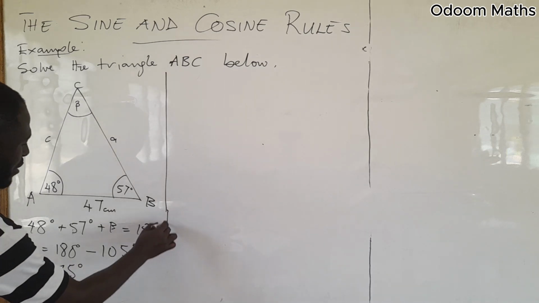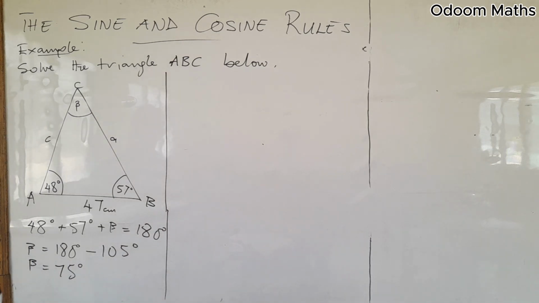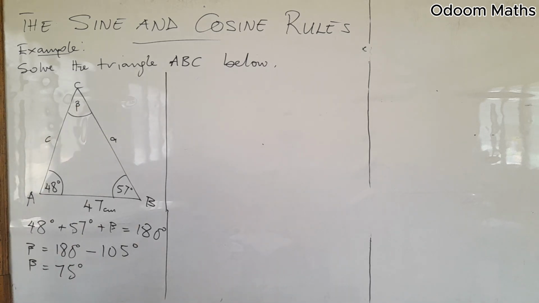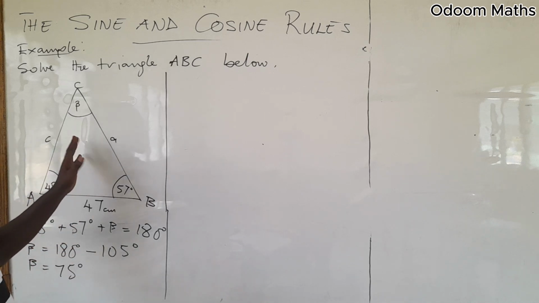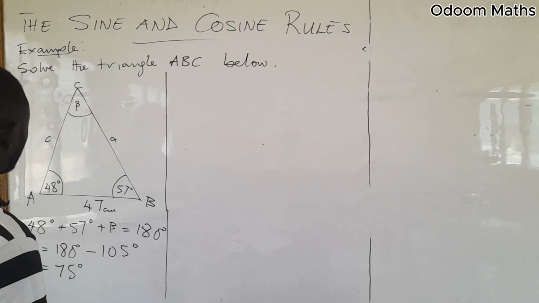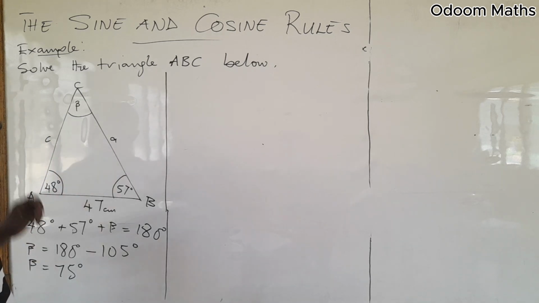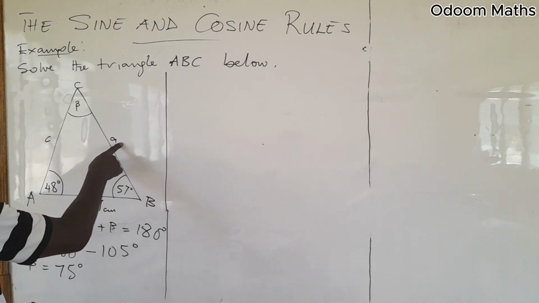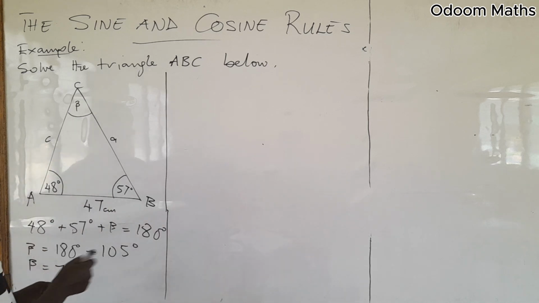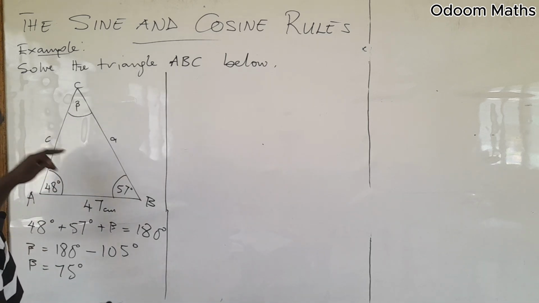Okay, so we've had beta as 75 degrees. We could also go by the sine rule or the cosine rule to get beta other than this one. So let's look at finding A and then C. A faces angle 48, and C faces angle 57. Let me use this one and this one.